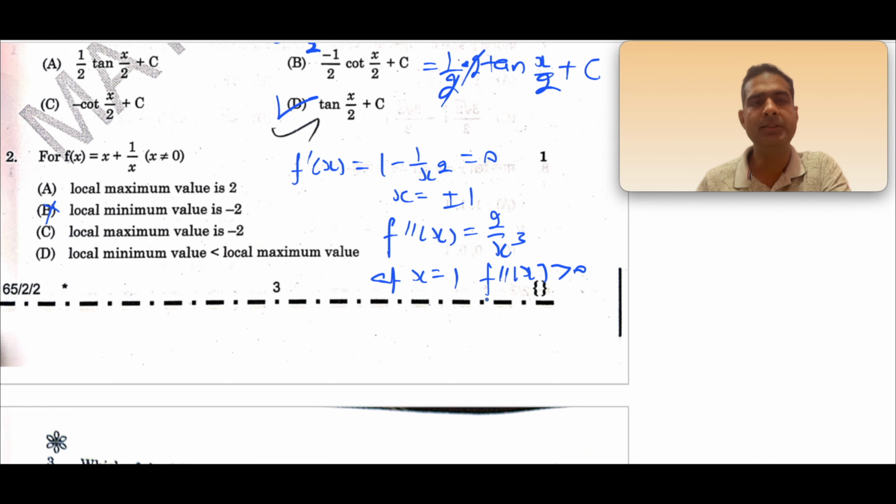Now if we check at x equal to minus 1, f double prime of x, 2 by x cube, will be less than 0. So the function will have its local maximum value, and if I substitute x equal to minus 1 in this function, I will get minus 2. So the local maximum value is minus 2. So option C is correct for this.